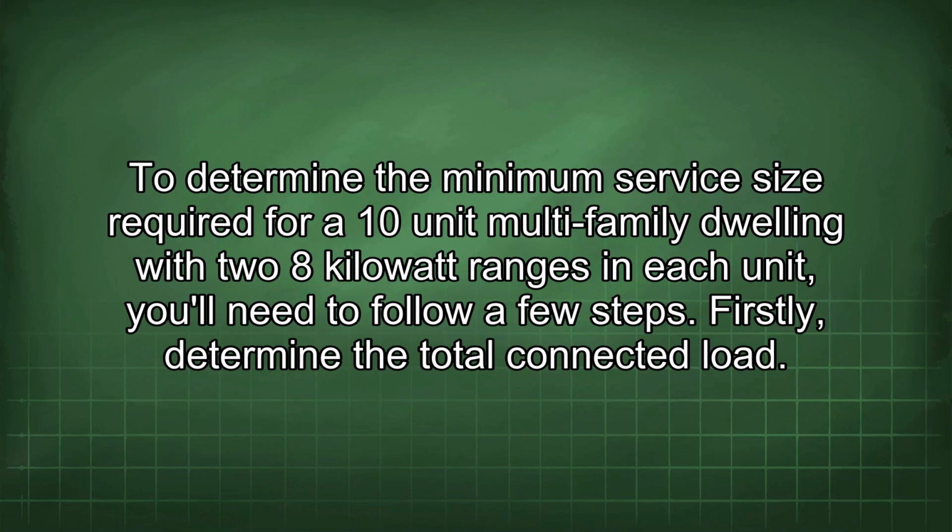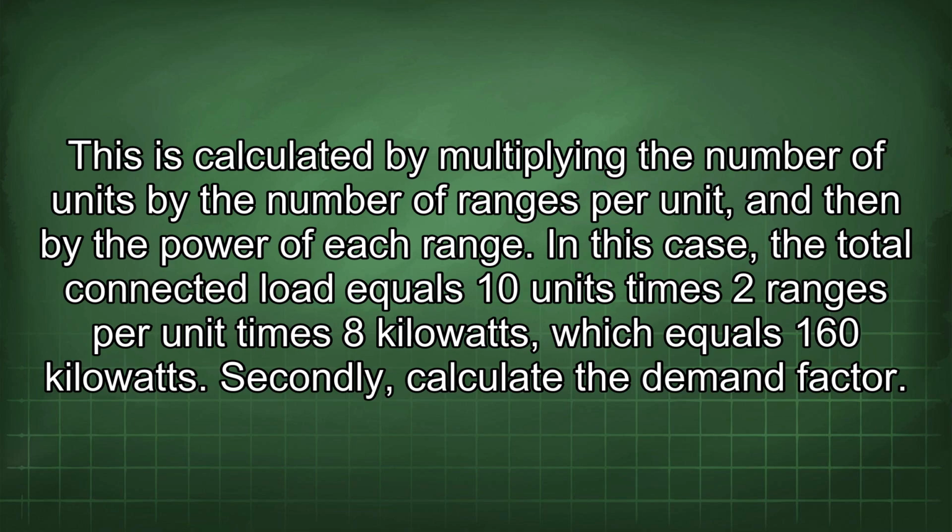To determine the minimum service size required for a 10-unit multi-family dwelling with two 8 kilowatt ranges in each unit, you'll need to follow a few steps. Firstly, determine the total connected load. This is calculated by multiplying the number of units by the number of ranges per unit, and then by the power of each range. In this case, the total connected load equals 10 units times 2 ranges per unit times 8 kilowatts, which equals 160 kilowatts.